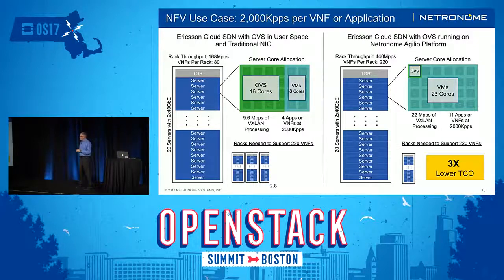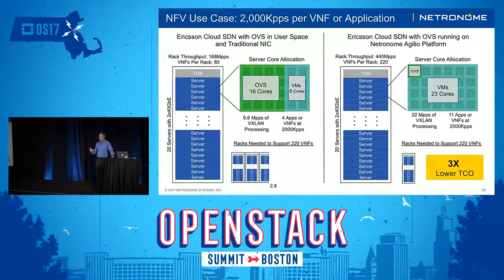So something that we've shown with Ericsson, where they had 2 million packets per second per VNF. When they were running at 40 gig, they needed 2.8 racks to support a 220 VNF environment. And the reason for that, if you look at it, was that 16 of their cores were being burned on running OVS, and 8 were running virtual machines. So you have a 2/3, 1/3. In any environment, you would want 2/3 of your CPUs to be running applications.